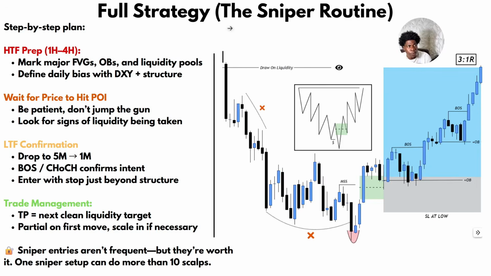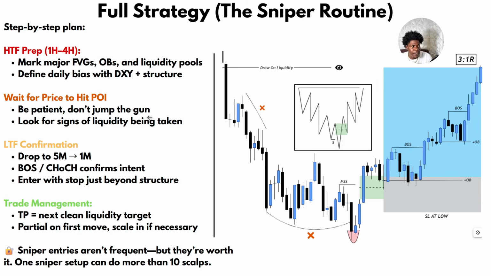Let's get into the full strategy, the sniper routine, the step-by-step plan. The first thing we do is our higher time frame prep from the 1 hour to the 4 hour time frames. We mark the major fair value gaps, the major order blocks, and major liquidity pools. We also define the daily bias with the DXY and also market structure. The second thing we do is that we wait for price to hit a certain point of interest. We're patient. We're not jumping the gun, right? We're looking for signs of liquidity to be taken.